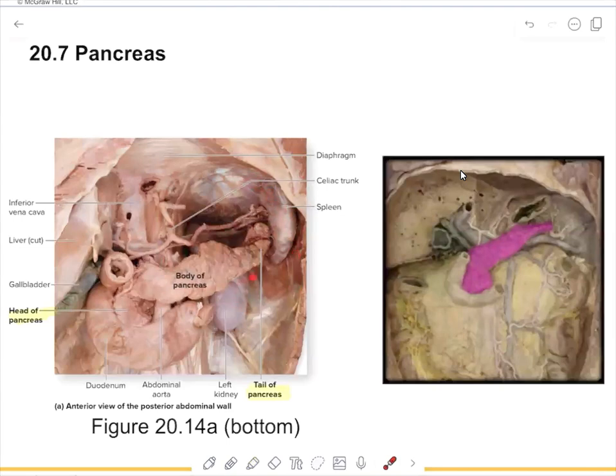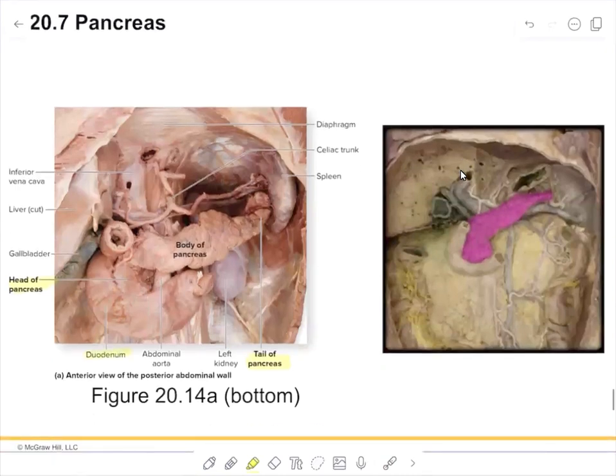Part of the stomach is basically taken out. We see part of the liver. This would be more on the right side, this would be the left side, and therefore we have the pancreas. The pancreas is going to lead directly into part of the small intestine called the duodenum.